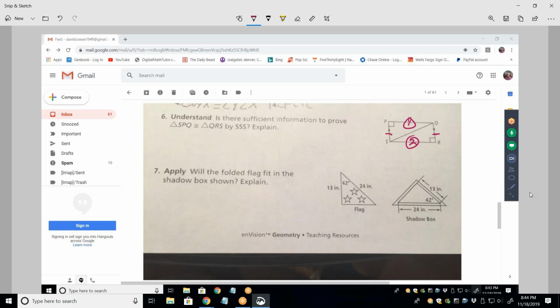But how do we know that PQ is equal to SR? Because aren't they congruent? They are congruent. Both have 90-degree angles. Here's the way I would prove they're congruent.